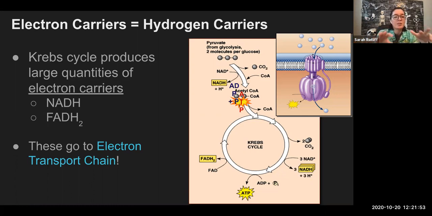This is happening 2 times for every 1 glucose. Start off with 1 glucose, we end up with 2 pyruvate. 2 pyruvate turn into 2 CoAs. 2 CoAs, they need to go through the cycle 1 at a time, so it needs to happen 2 times. So for every 1 glucose, we're running the Krebs cycle 2 times. So for every 1 glucose, we're getting 8 electron carriers. It's a lot of electrons.